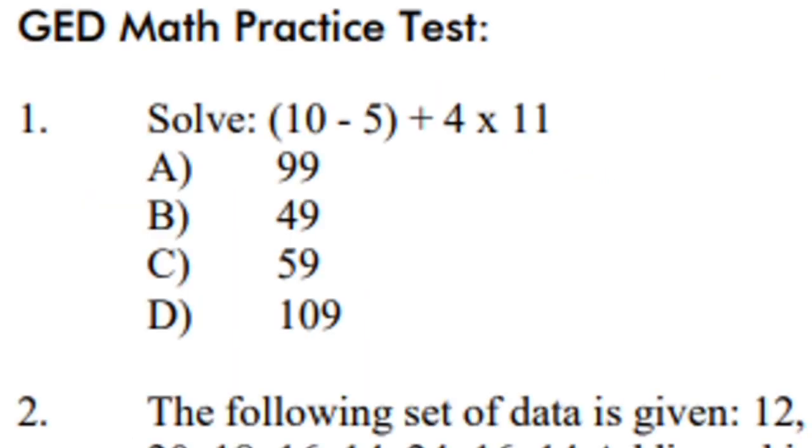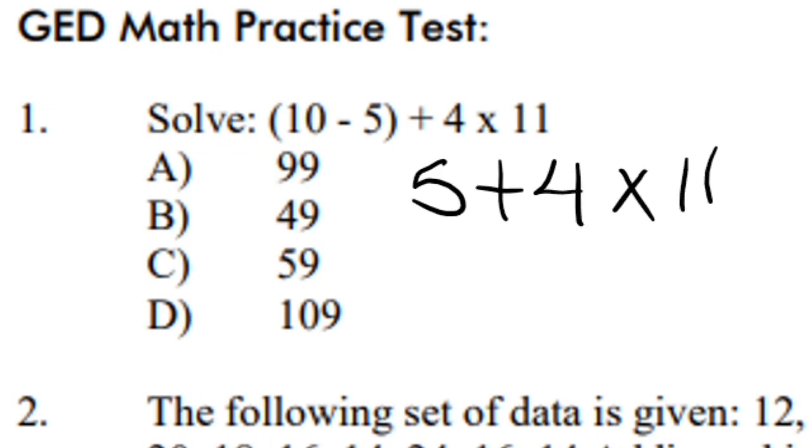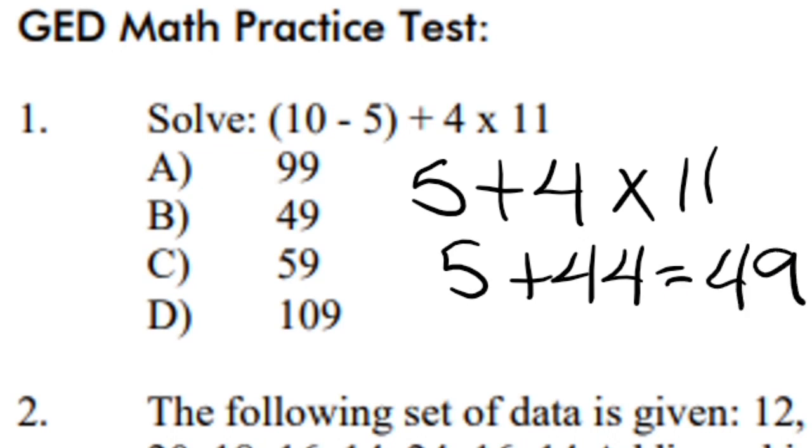For number 1, they want us to solve this expression, 10 minus 5 plus 4 times 11. First, we need to follow PEMDAS, which is the order of operations. We need to simplify the inside of the parentheses. 10 minus 5 is 5, plus 4 times 11. The next step from PEMDAS would be to multiply 4 and 11. This will give us 5 plus 44, and then 5 plus 44 is 49.